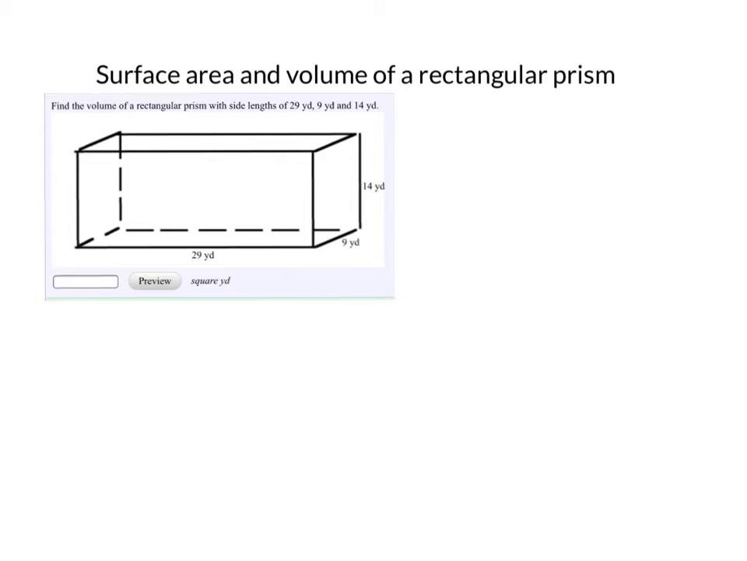So here goes. The total area is the surface area, is all the outside shape added together. Remember, each shape occurs twice. So let's start with the front. So here on the front we have a rectangle that is 29 across the bottom and 14 high.